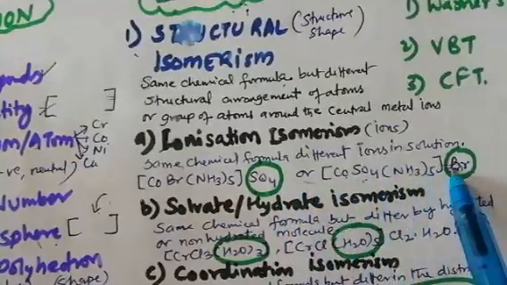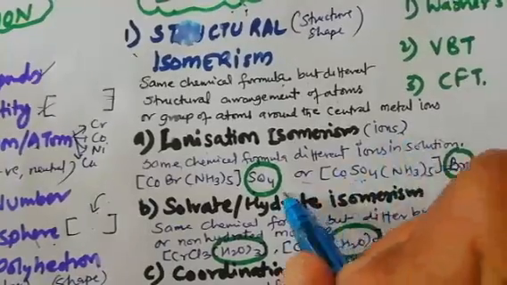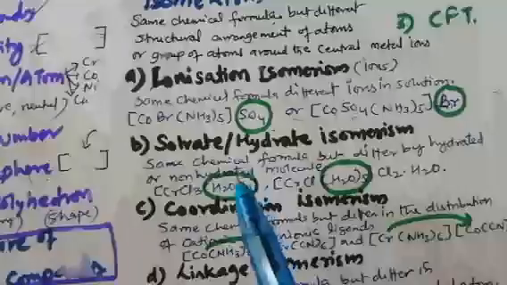So this is ionization isomerism, where the ion is changed. So sulfate ion and bromine ion have changed. So hope you got it. Next is solvate or hydrate isomerism.